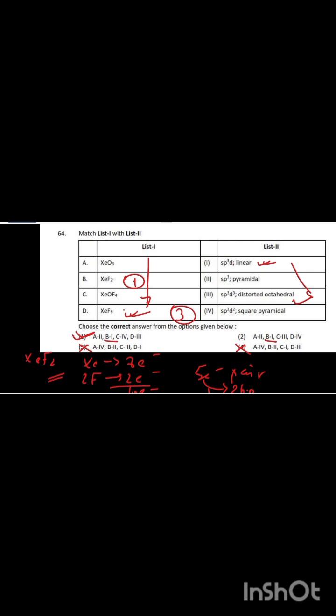Cross checking XeO3. Xe has 8 electrons. Oxygen forms a double bond and there is one lone pair, so it's pyramidal, and hybridization because of 4 electron pairs will be sp3, I think. XeO3 pyramidal, sp3, corresponds to 2, and XeOF4 is sp3d2 square pyramidal.